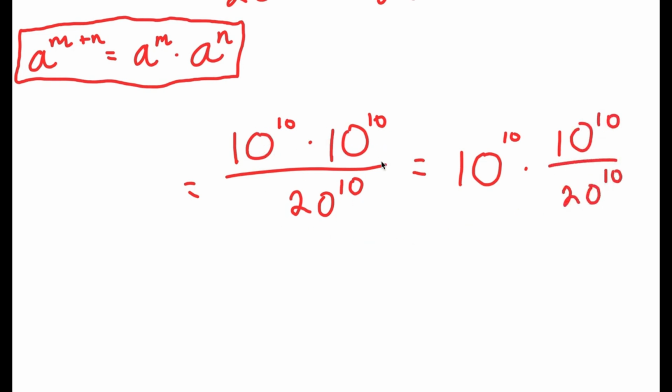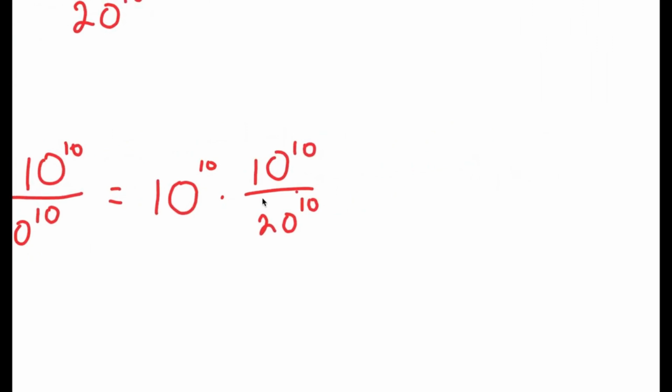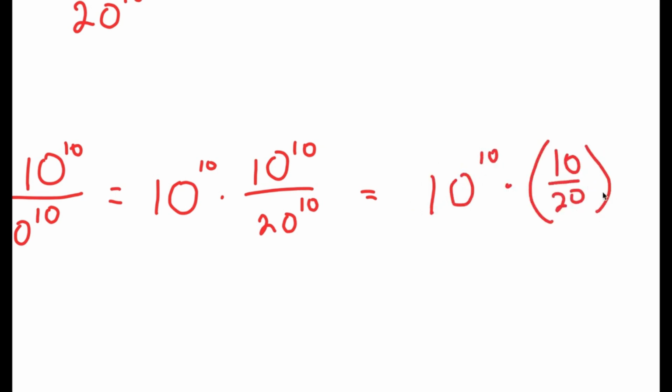All I did was I just grouped 10 to the power of 10 over 20 to the power of 10, because this way I can use the property a to the power of m over b to the power of m is equal to a over b to the power of m. So in this case, this turns into 10 to the power of 10 times 10 over 20 to the power of 10, which is equal to 10 to the power of 10 times 1/2 to the power of 10.